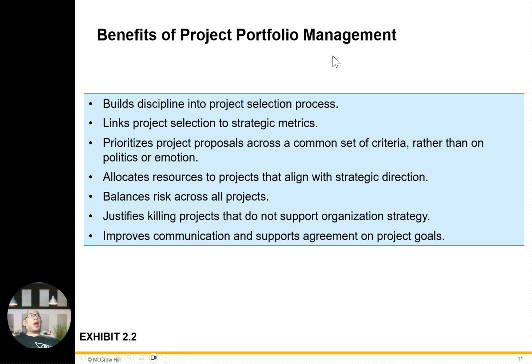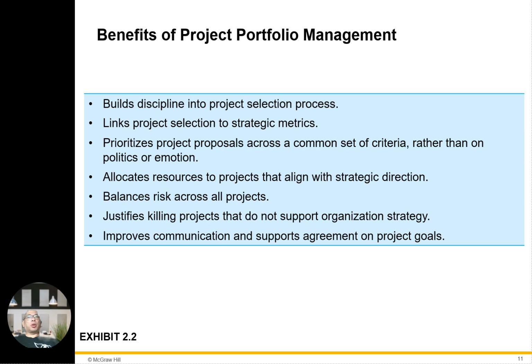Benefits of portfolio management. Build discipline into the project selection process. Link project selection to strategic metrics. Prioritize project proposals across a common set of criteria rather than on politics or emotions, allocate resources to projects that align to strategic decisions, balance the risk across all the projects, and justify culling projects that do not support the organization strategy. If a project is not aligned with the company strategy, it's better to kill it off because it doesn't make sense to continue it. And improve communication, support, and agreement on project goals. All right, let's continue on.